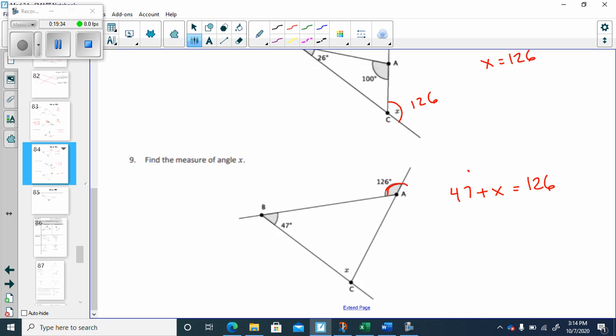So how can I get to X? I can subtract 47 on both sides. X is equal to 126 minus 47. And that's 79. X is 79 degrees. Okay? That one's 79. How can I check? Add those two together to see if they give me 126.